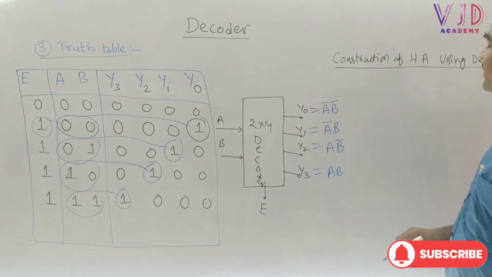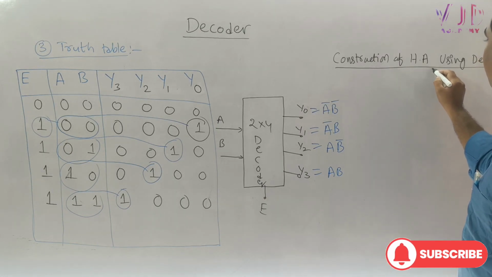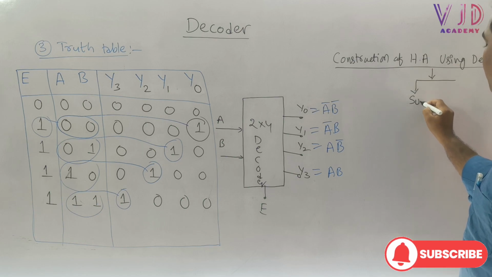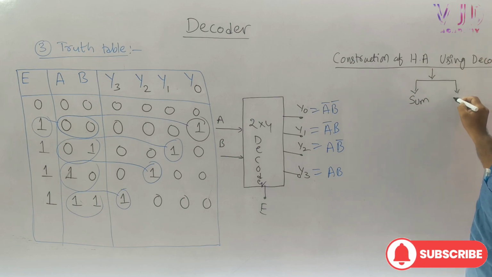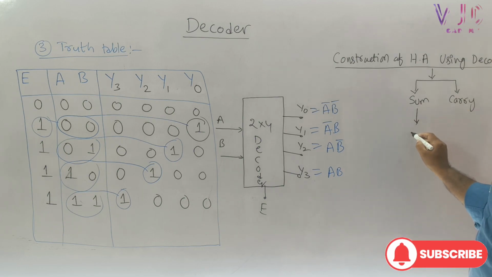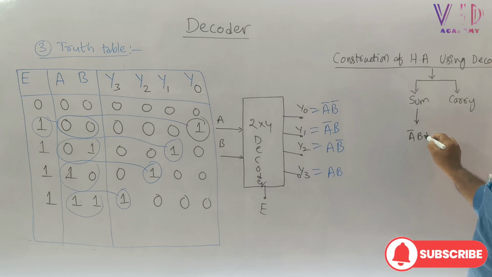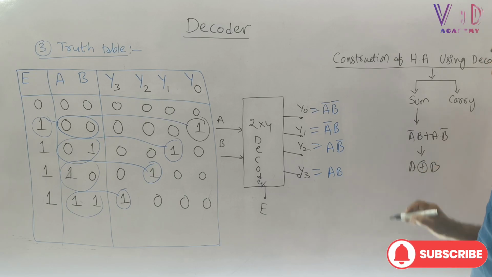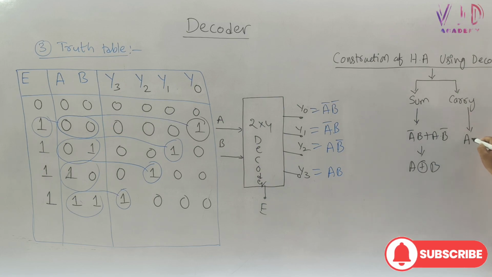Can you please tell me how many outputs a half adder has? The first output is the sum output and the second output is the carry output. What is the sum output here? A bar B plus A into B bar. Can we say this is A XOR B? Yes, this is the half adder, and the carry output is AB.